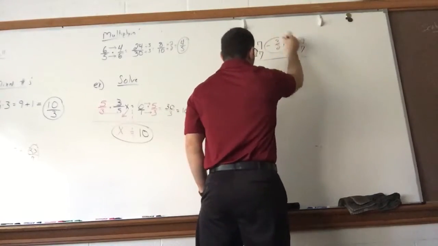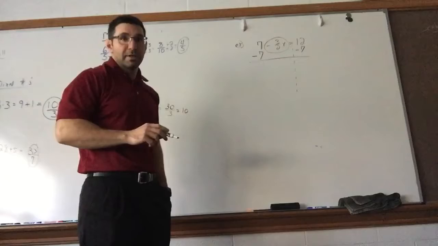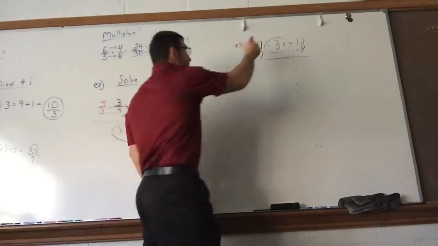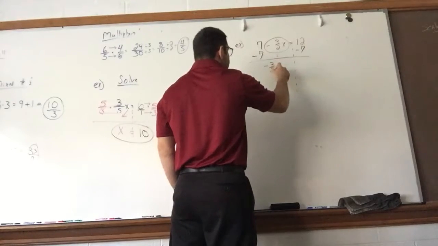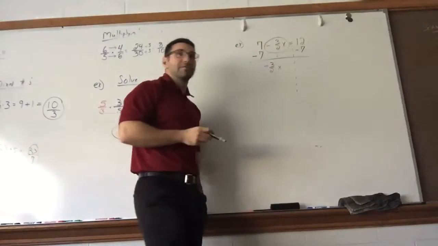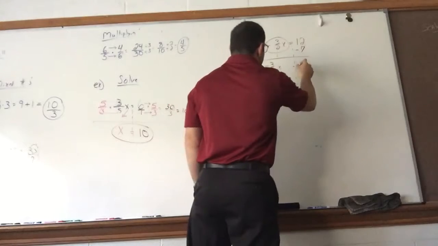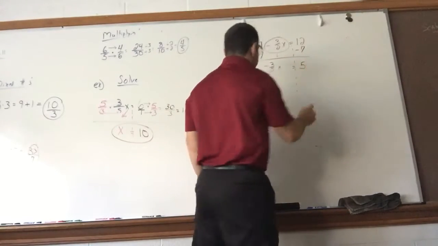Now remember, I circle my term with the x, because that's going to help me with my negative signs. 7 minus 7 is 0. All of this comes down, so it's negative 3 halves x equals 12 minus 7 is 5.